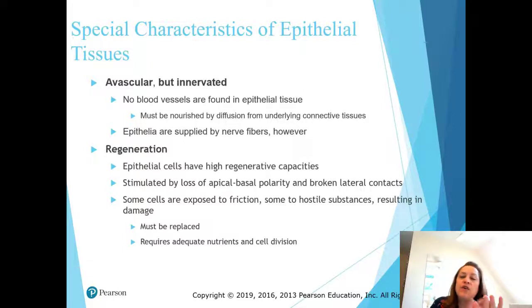But there's a lot of nerve fibers, which is why we can feel a little bug touch our skin, or if we brush a hair across our skin, we can feel that, right? So we do have a lot of nerves. So no blood vessels, but nerves. Very high regenerative capacity, right? If I cut myself, within a couple days this would be all healed up, a little scab for a bit, and then it would heal itself up. Very, very high regeneration rate.